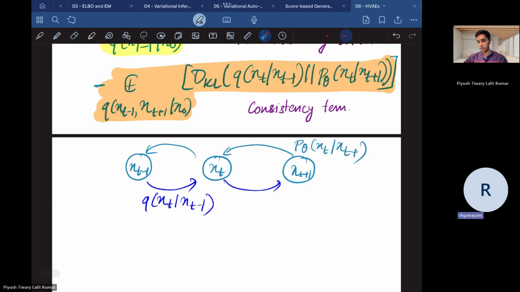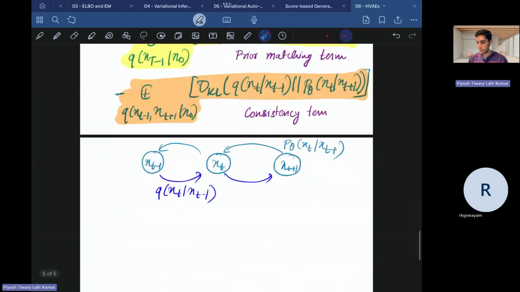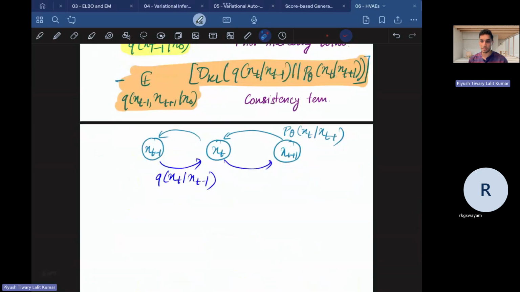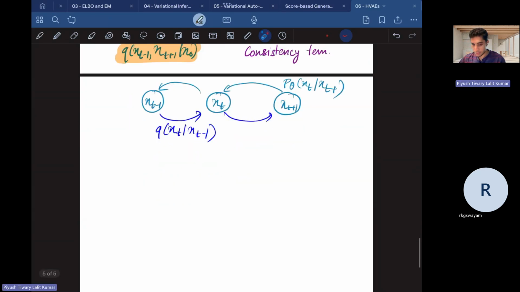I have a query here: do we make any assumption about the distributions q and p, like normality? Till now there is no assumption. This is a very generic thing. This is the hierarchical VAE that we are talking about, and there is no assumption that we have taken till now. Yeah, these are the three terms that we needed.